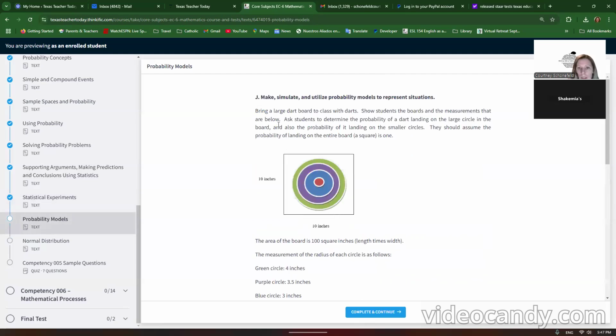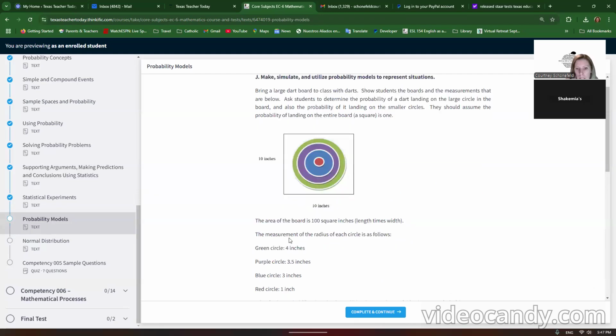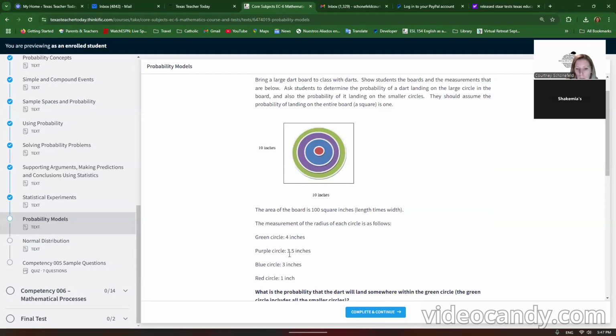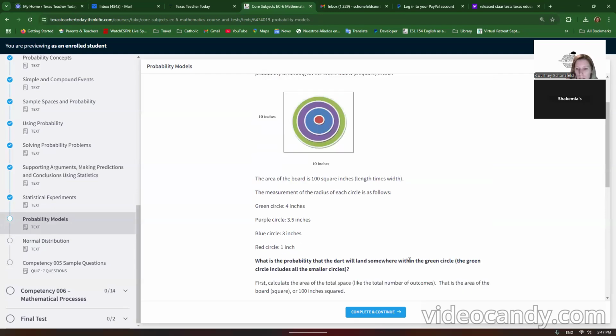All right. So you could bring a large dartboard to class and throw darts, right? And they can do probability like that. What's the probability of getting the bullseye, right? So the area of the whole board is 100, 10 times 10, 100 square inches. The measurement of each of the radius is listed here. The green circle is 4, the purple is 3.5, and so on. The red is 1. What's the probability the dart will land somewhere within the green circle, right?